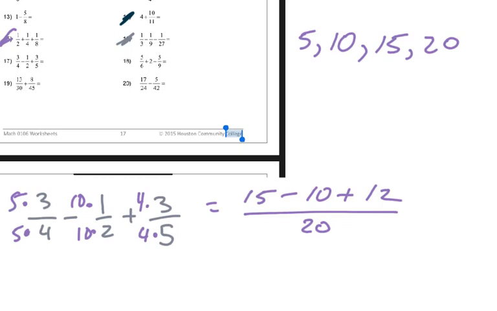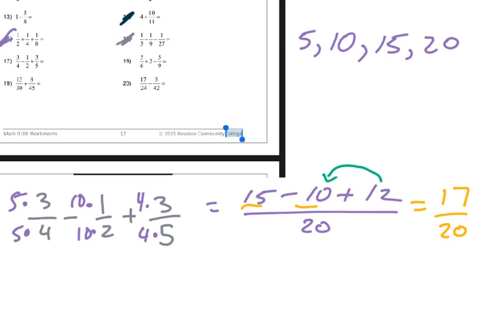So I'm going to show you something that I would do. You can just subtract across. So you could do 15 minus 10 is 5. 5 plus 12 is 17, and 17 over 20. And that's not too bad. What I try to do, though, is I try to look for this to make numbers smaller.